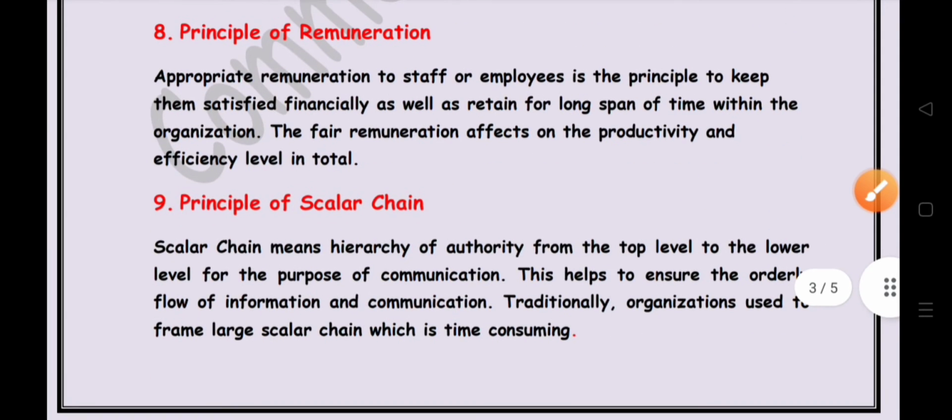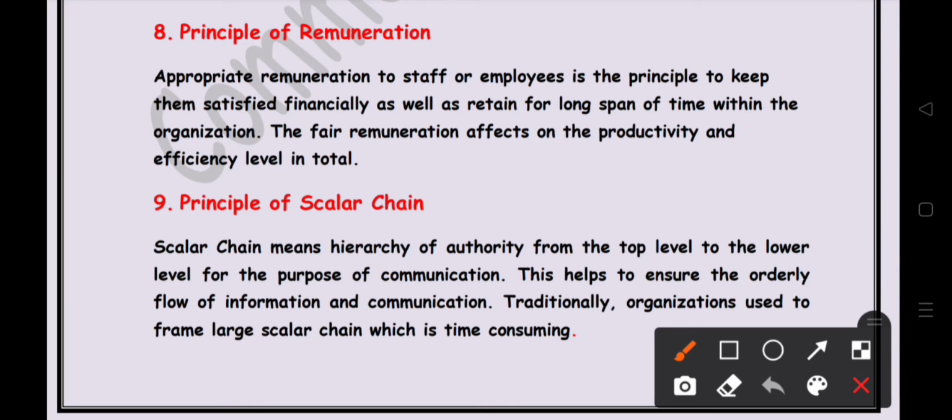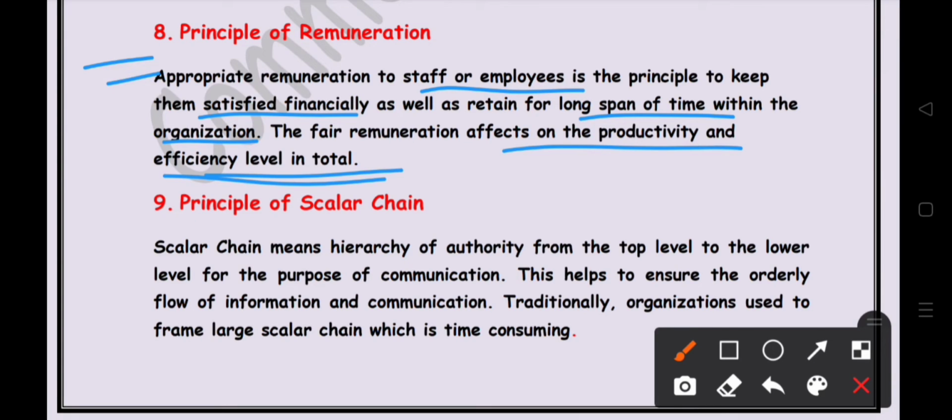The next is the principle of remuneration. Appropriate remuneration to the staff or employees is most important. Appropriate remuneration is the principle to keep them satisfied financially as well as to retain them for a longer span of time within the organization. Fair remuneration affects the productivity and the efficiency level of the total organization.